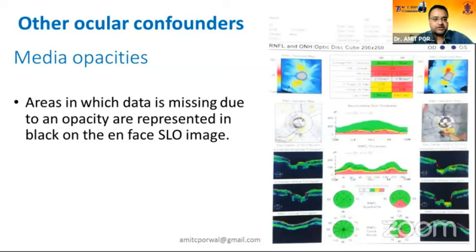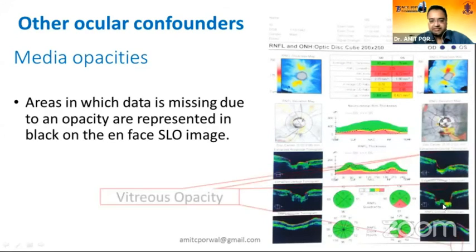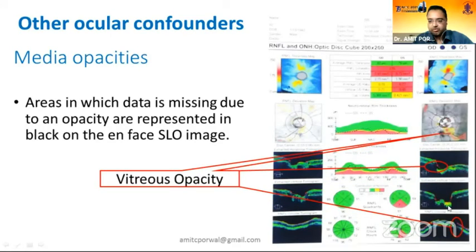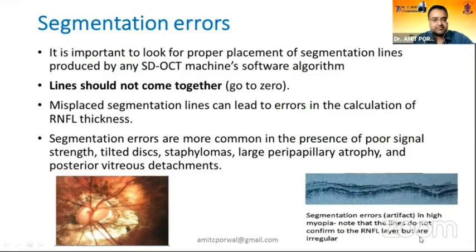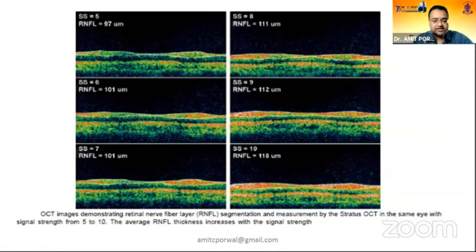Other ocular confounders are media opacities. So the areas in which the data is missing is due to an opacity, which are represented as black in the en face SLO image. You can see in this, these are the vitreous opacities and they are basically shown as black spots which are highlighted in my pictures. Next is segmentation errors. It is important to look for proper placement of the segmentation lines which are produced by the SD-OCT machine software algorithm. These lines should not come together, but they should be apart. So this is how the segmentation lines will look at different signal strength.